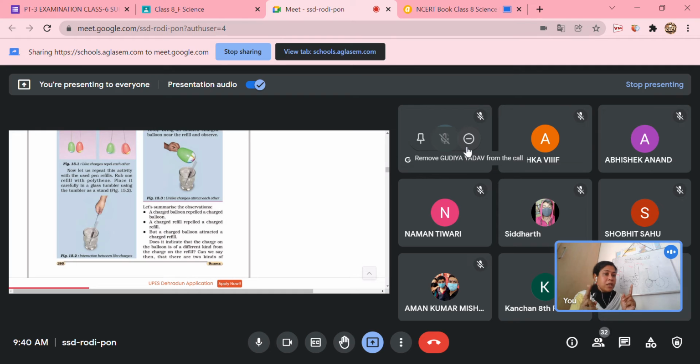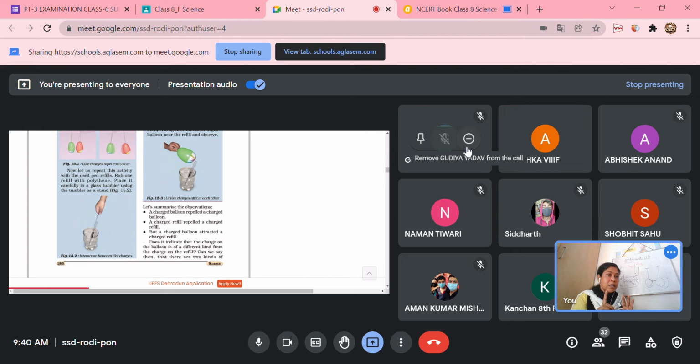Next case, what we have seen is that we have taken the balloon rubbed by the woolen cloth and a refill rubbed by the polythene. So what do we see if we bring the balloon towards the refill in the tumbler? The different charges show some attraction. You will experience that the balloon is getting attracted towards the refill.